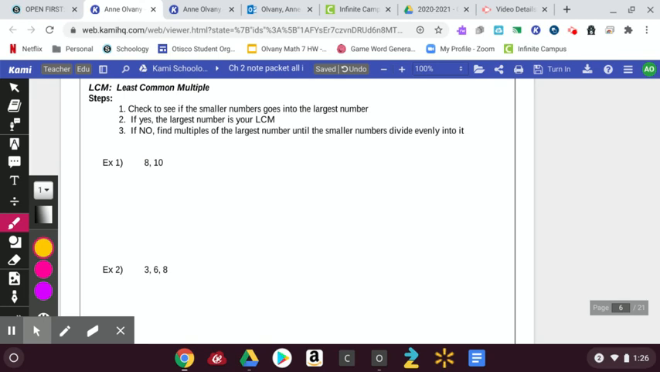So let's just make a list. I think you had this in an earlier video. So we're going to list out multiples of 8. Multiples means multiply. So 8 times 2 is 16. 8 times 3 is 24. I forgot 8 times 4 is 32, and 8 times 5 is 40.